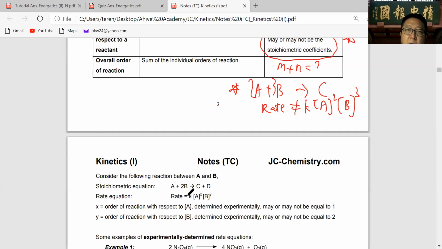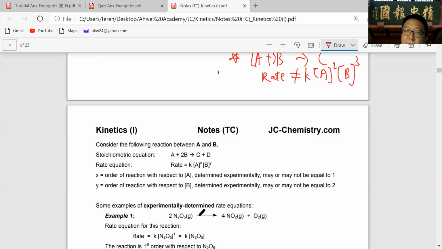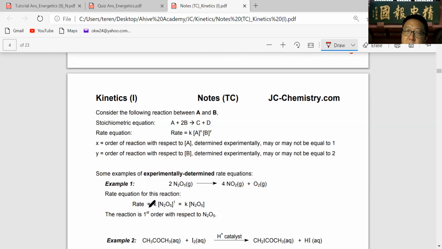Now you give an example. This example, A plus B, is what you have written here. X may not be 1, Y may not be 2. This is what I have written here on top, something that you need to take note of. Experimentally determined, this is what we have. N2O5 gives 4NO2 and O2. Can you see? Rate of reaction is k[N2O5]^1. It's not 2.